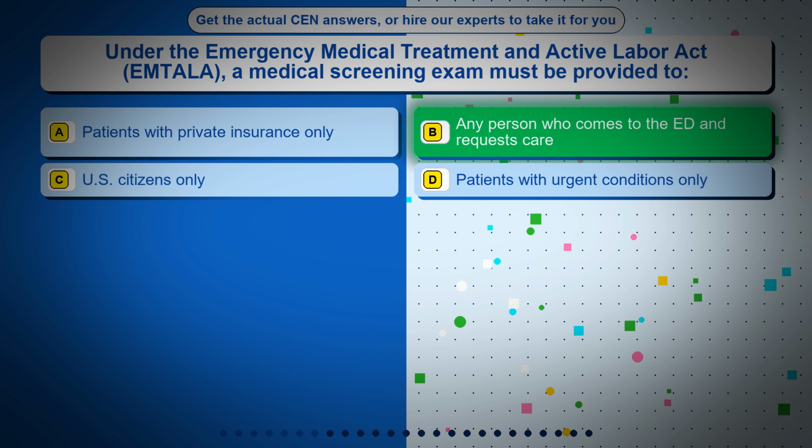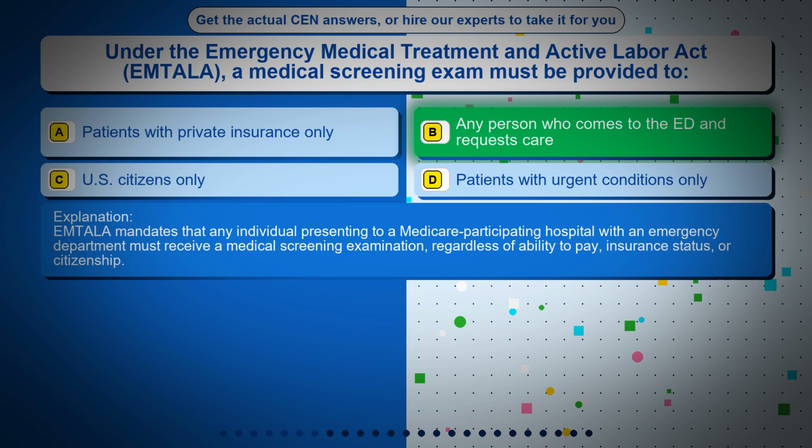Any person who comes to the ED and requests care. EMTALA mandates that any individual presenting to a Medicare participating hospital with an emergency department must receive a medical screening examination, regardless of ability to pay, insurance status, or citizenship.